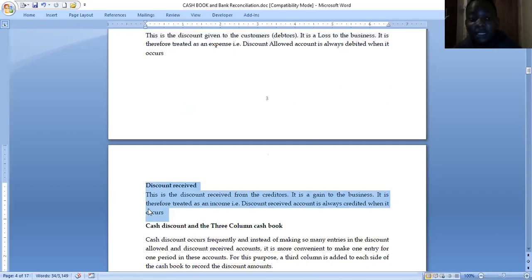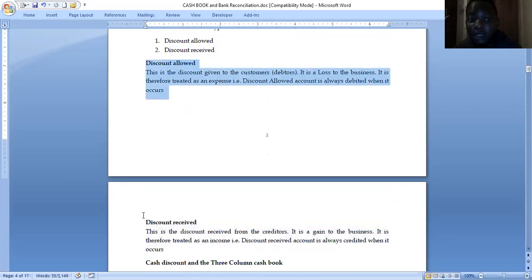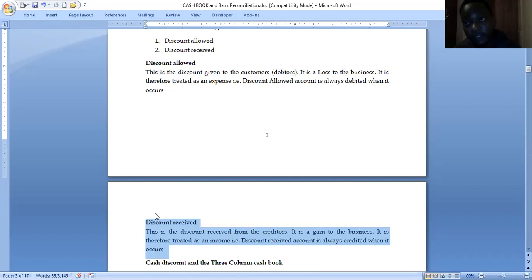Please note that these are two different accounts. Discount allowed account is different from the discount received account. I repeat, discount allowed account is different from the discount received account. Discount allowed is an expense, discount received is a revenue.